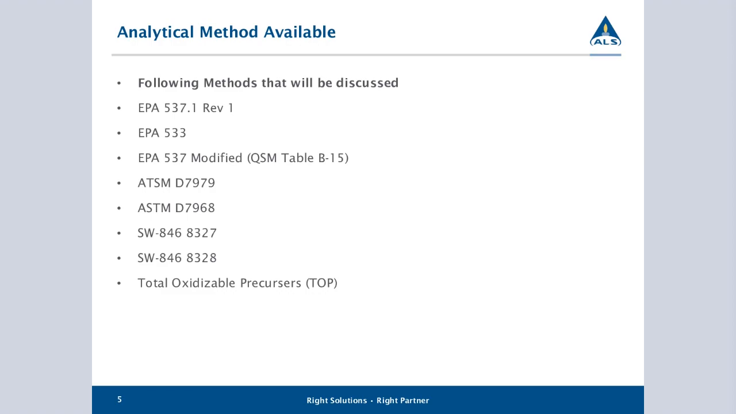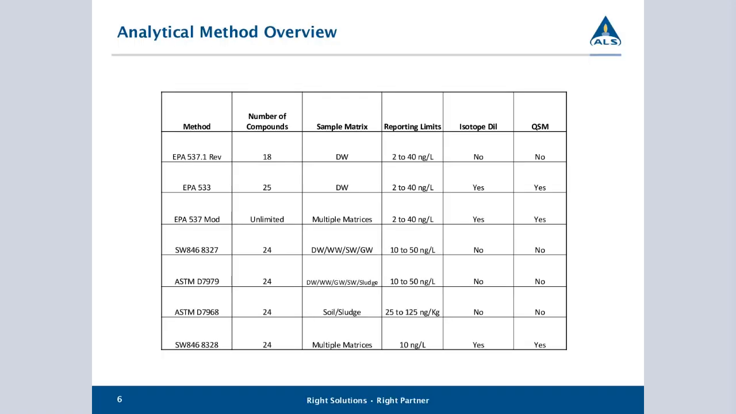And then the other methods: the two ASTM methods, D7979 and D7968, and the new method that came out from the federal EPA, the SW846 8327. And then we'll also talk about 8328, even though that's still in draft form and has not been promulgated. I'm also going to briefly touch on the TOP assay, or total oxidizable precursors. So just a quick overview of these methods, and then we'll get into the details. And when I get into the details, I'll go fairly quickly.